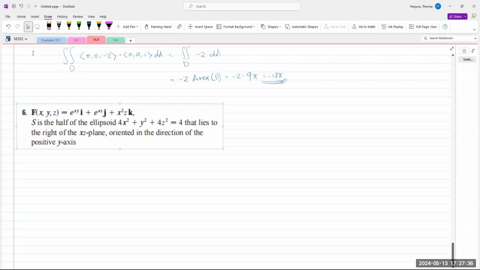Okay, number 6. S is half of the ellipsoid that lies to the right of the xz plane, oriented in the direction of the positive y-axis. So you have this xz plane. We have that ellipsoid, right? 1, and then 2, and then 1. So we have this ellipsoid here.